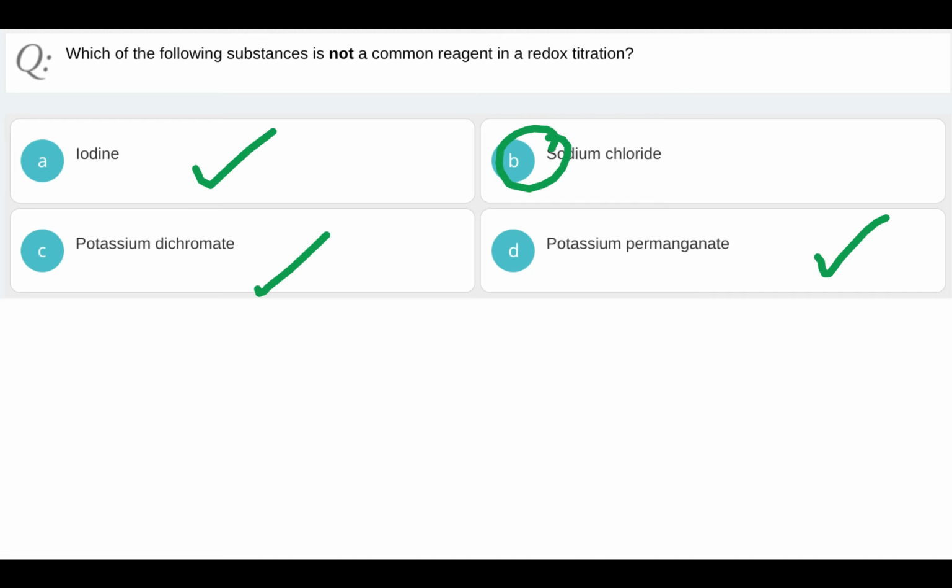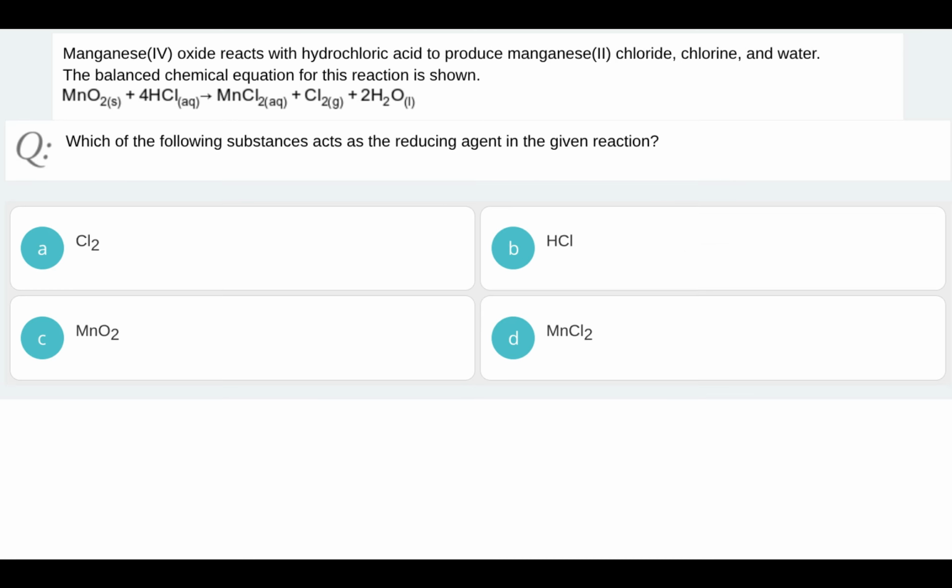The other part you can take a look at is if you did look at the sodium ion and the chloride ion, they both are very weak OAs and RAs. So the fact that they are so weak, they probably wouldn't be reacting. So I think that would be another way you could look at that question. Now, the next one about manganese 4 oxide reacting with hydrochloric acid to produce the products. We have that balanced equation, and then it's asking what is going to act as a reducing agent.